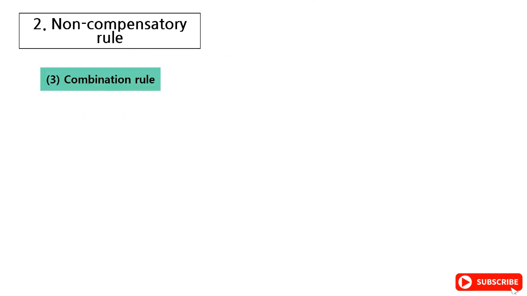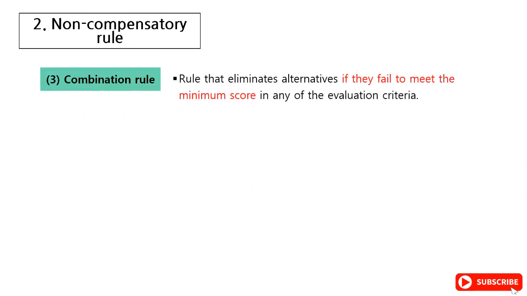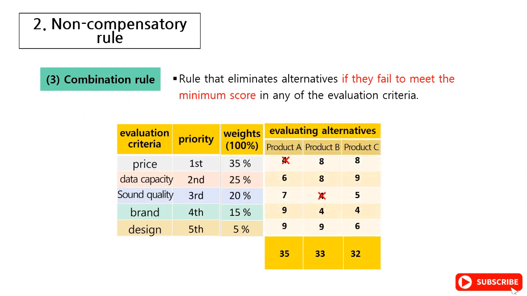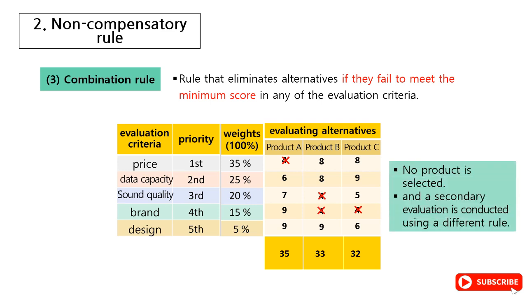The combination rule is a rule that eliminates alternatives if they fail to meet the minimum score in any of the evaluation criteria. In the above example, since there is no product that meets all the evaluation criteria without falling short, no product is selected, and a secondary evaluation is conducted using a different rule.